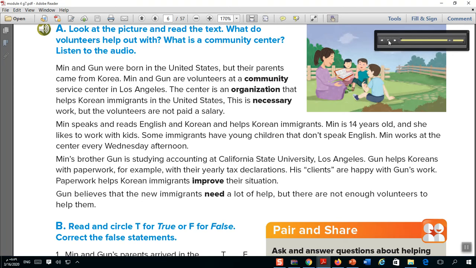Get ready. Activity A. Look at the picture and read the text. What do volunteers help out with? What is a community center? Listen to the audio.